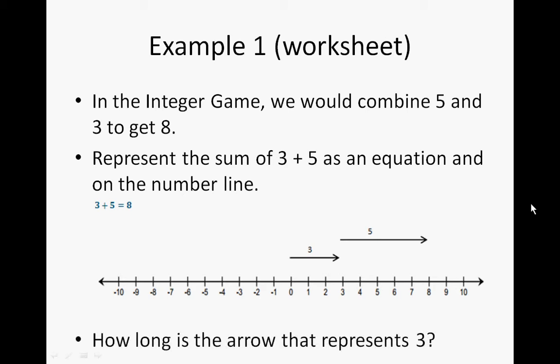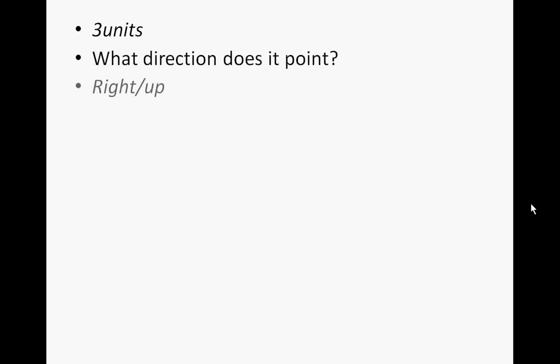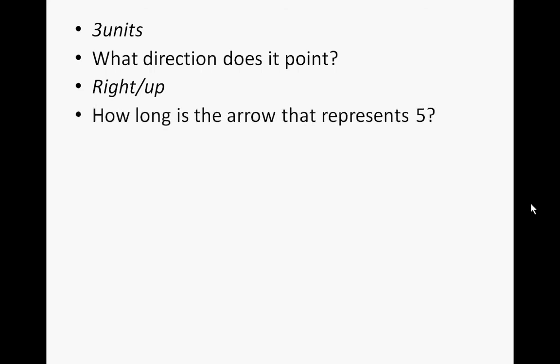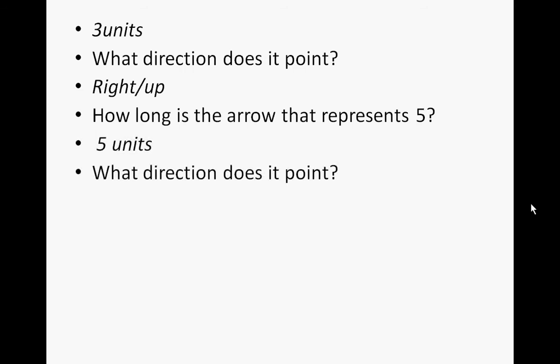So how long is the arrow that represents 3? Well, it's 3 units long. And what direction does it point? Well, it would point to the right, or if you were using a vertical number line, it would point up. So how long is the arrow that represents 5? Well, it would be 5 units. And in what direction does that point? Well, it also points right or up.